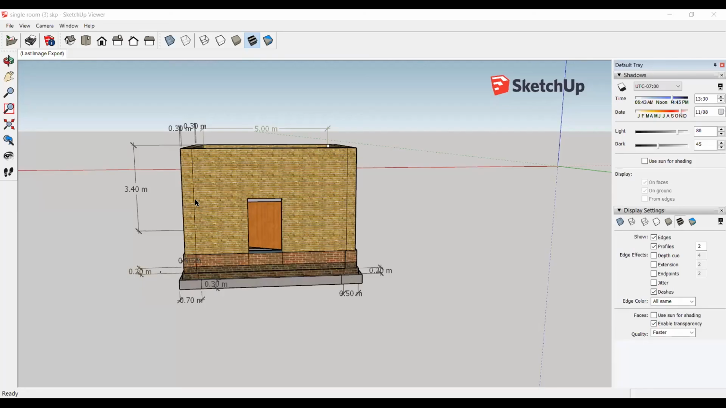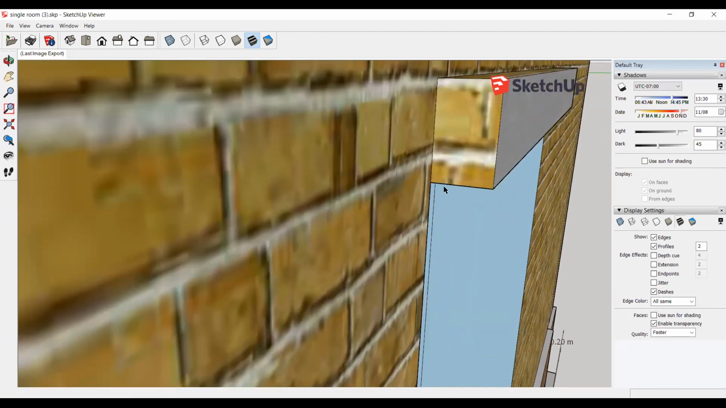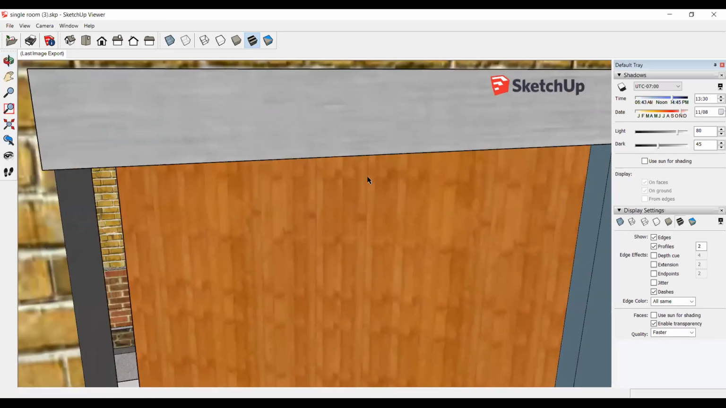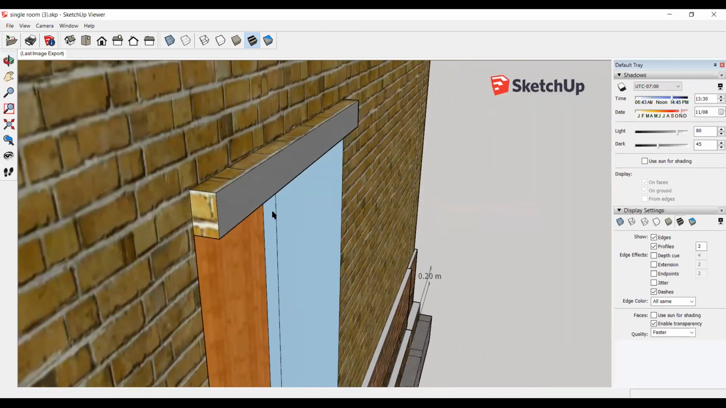Someone is chatting: is the 10 centimeters projection from the lintel on a single side or two sides? One side. I will show it here again. You can see the lintel projection here. This is 10 centimeters, and the thickness is again 10 centimeters. So this is 0.1 meters and this is 0.1 meters additional. The thickness is 0.1 meters.